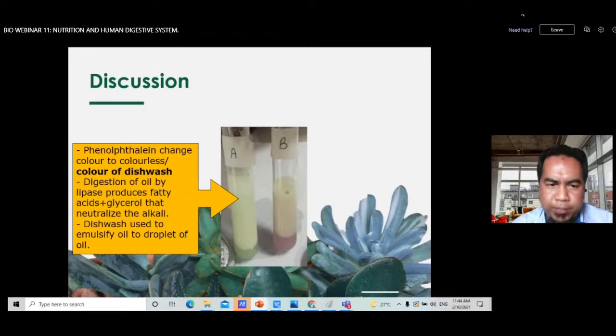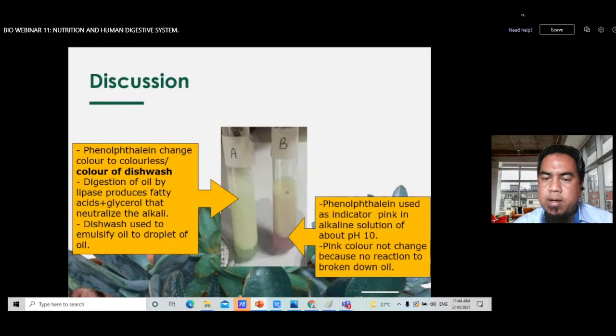So why does the color change? Actually, phenolphthalein is used as an indicator to show an alkaline solution at about pH 10. In an environment of pH 10, phenolphthalein changes color to pink. For test tube A, the solution in test tube A turns colorless, or back to the color of the dishwash.